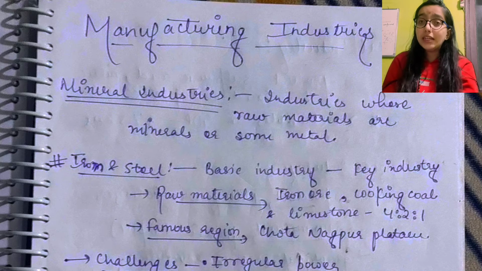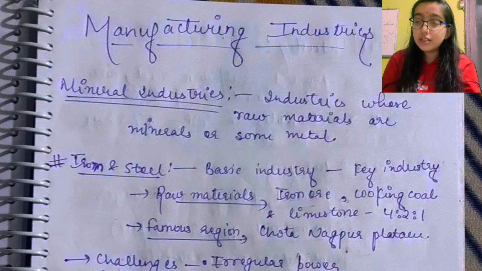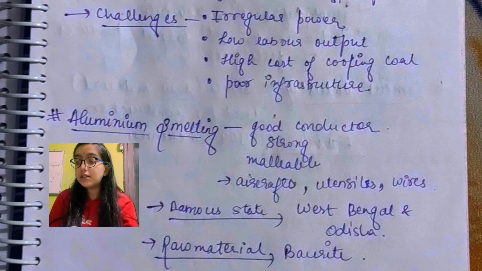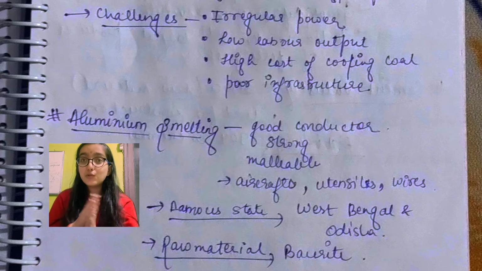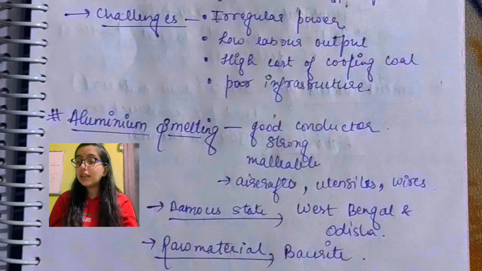Now these industries face some challenges. What are those challenges? Irregular power supply, low labor output, the labor is not at all productive, and high cost of coking coal. The raw material coking coal is very costly and this is one of the challenges they face. And poor infrastructure. The building and the furniture are not at all good, which makes it inconvenient to work there.